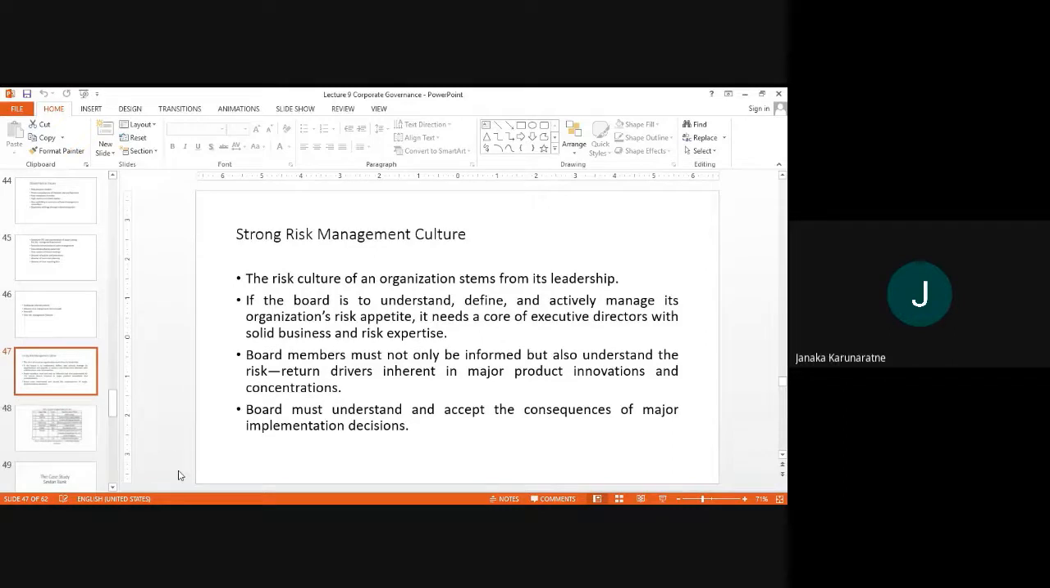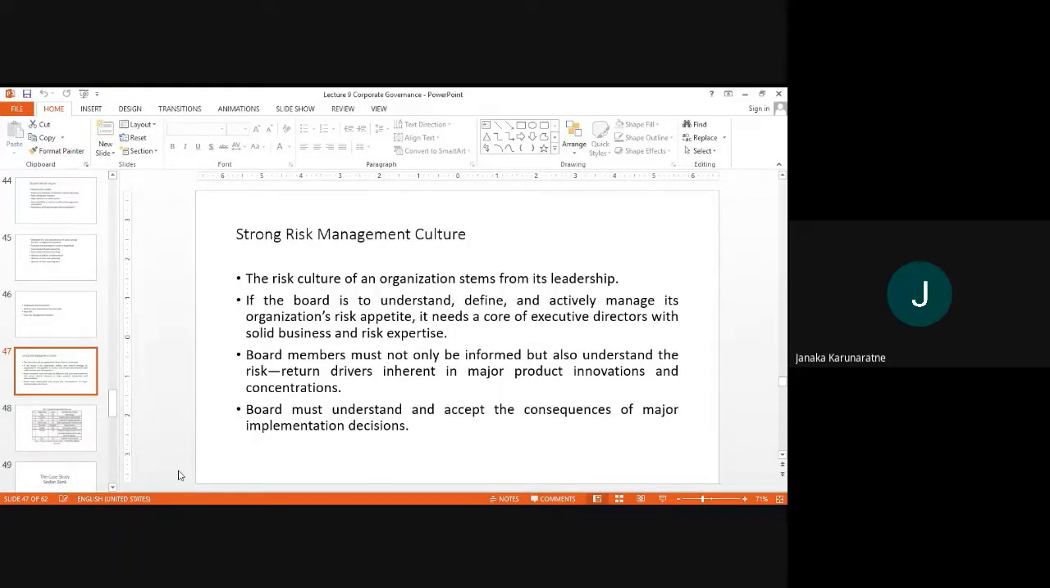Strong risk management culture is important. The risk culture of an organization stems from its leadership. So leadership needs to play a greater role in bringing the risk culture into the organization. The board is to understand, define, and actively manage its organization's risk appetite. It needs a core of executive directors with solid business and risk expertise.